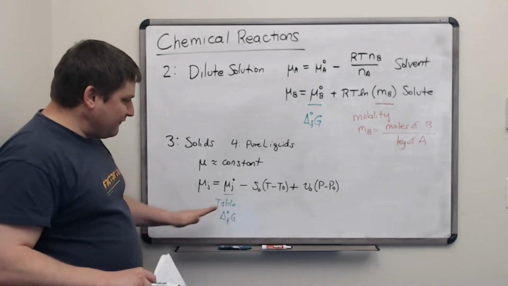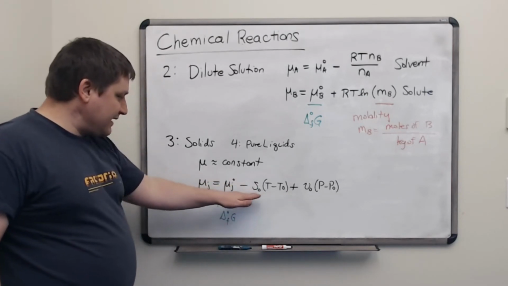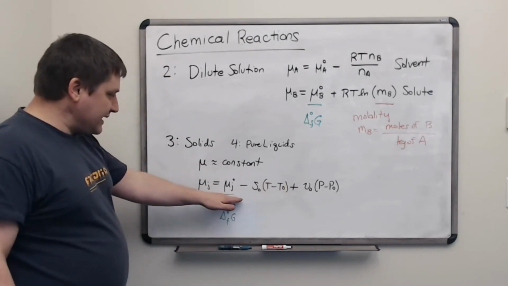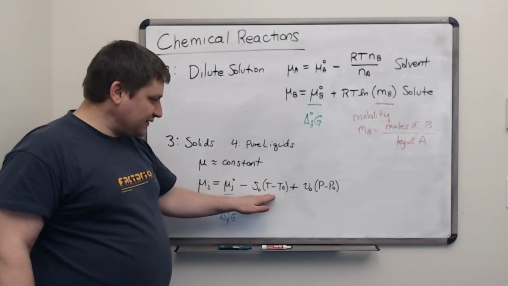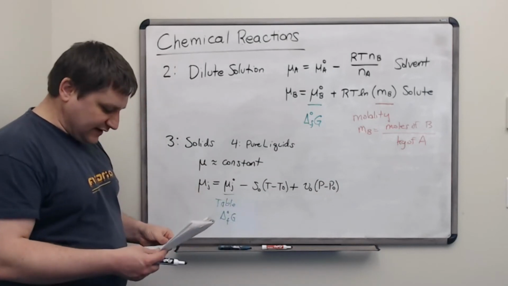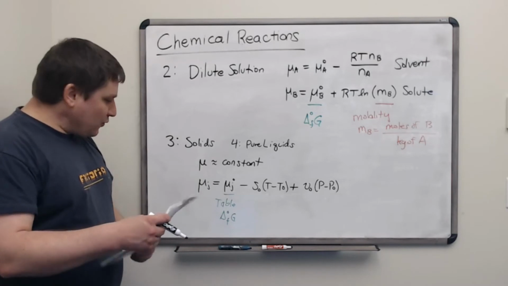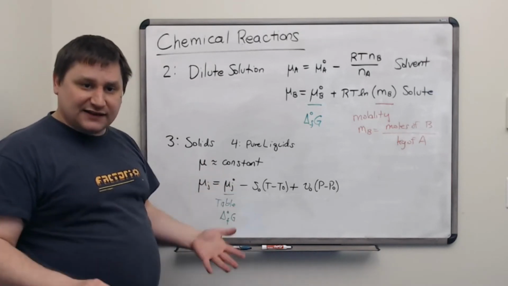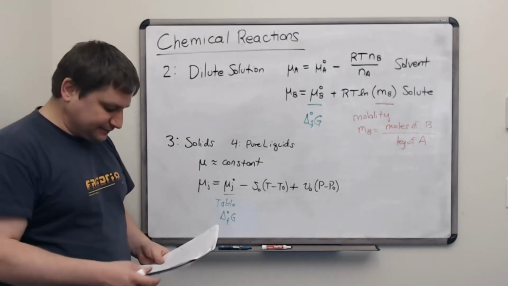So if we have a large variation in temperature where we need to include that change in the chemical potential, we can add these on. But generally we're okay. We're either at standard temperature and this turns to 0, or we're at standard pressure and this turns to 0, and we just get a constant value for this chemical potential. Either way, the chemical potentials of solids and pure liquids vary much less as the reaction occurs than do the ones for dilute solutions and gases.